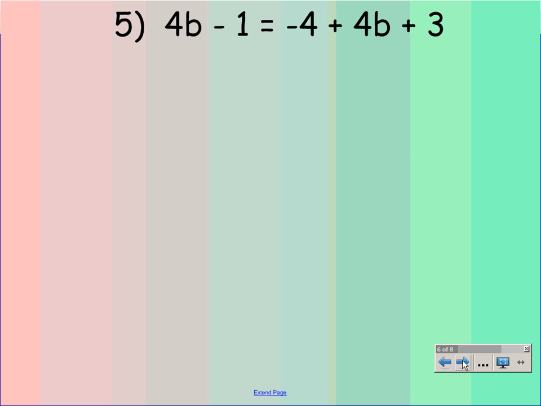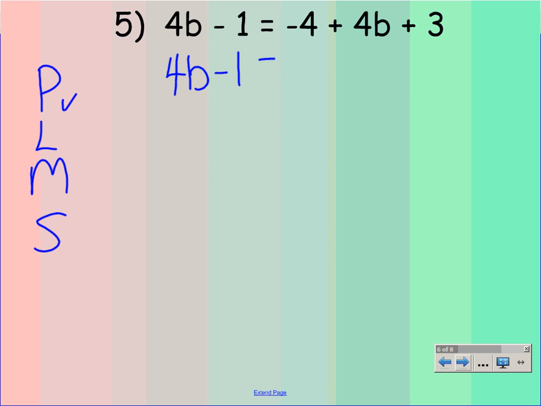All right, PLMS, PLMS. I don't see any parentheses, so I'm going to check that. On the right side of the equation, I do see like terms. And remember, this is just a two-step equation, or leading to a two-step equation, I should say. We want to combine those terms that are alike, negative 4 and positive 3. That's going to give me a negative 1, and then plus 4b.